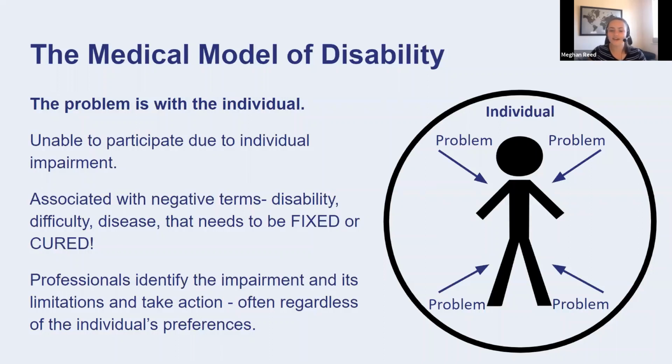Professionals will be identifying the impairment and its limitations and then working to make actions or changes. So maybe prescribing a medication or providing access to a certain therapy. And that's important in the medical model because it's how the medical system functions, but it's less useful when we look at how disability and disabled people can be supported in other environments.